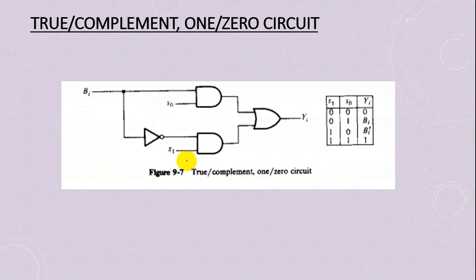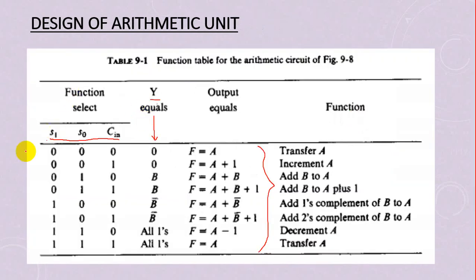This is our truth table. When S0 and S1 are 0, 0, look over here: Y equal to 0. Carry in just varies between 0 and 1, so we need to consider both of these because carry in gets varied. It does not matter what the carry in is, all the time it is 0, 0.